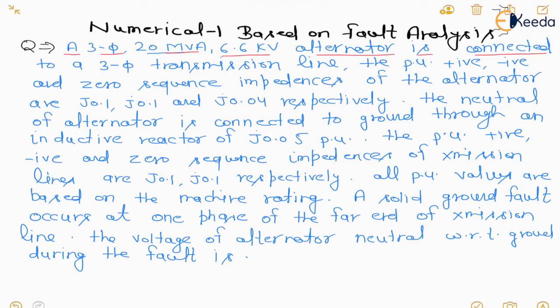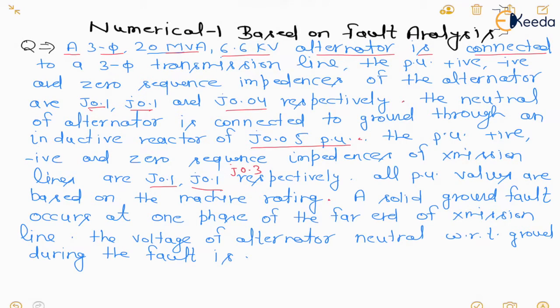A 3-phase 20 MVA 6.6 kV alternator is connected to a 3-phase transmission line. The per unit positive, negative and zero sequence impedances of the alternator are J0.1, J0.1 and J0.04 respectively. The neutral of alternator is connected to ground through an inductive reactor of J0.05 pu. The per unit positive, negative and zero sequence impedances of transmission lines are J0.1, J0.1 and J0.3 respectively. All per unit values are based on machine rating.